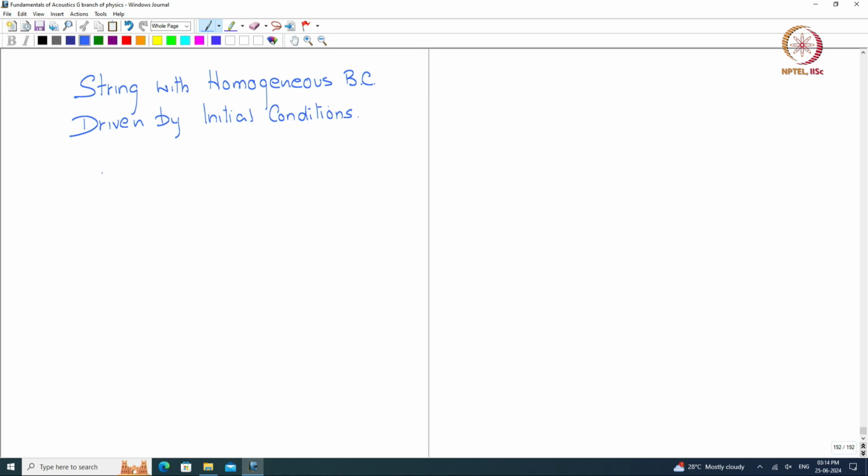Now we look at a string with again homogeneous boundary conditions, but this time it is driven by a force, and it has initial conditions, non-zero initial conditions.